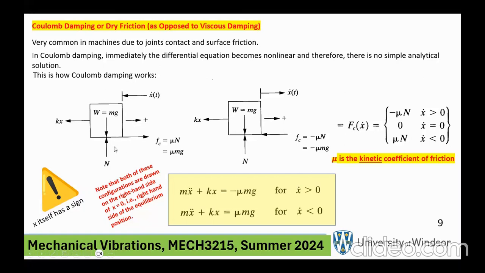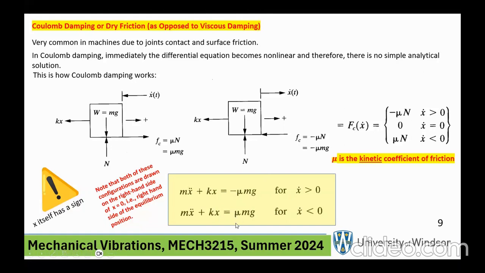You write down sum of all the forces equal to mass times acceleration, and you clean it up. Clean it up means this time keep m x double dot and kx on one side, take the friction, which is constant, to the other side. So we get this, and if it's moving to the right, and if it's moving to the left, it's exactly the same thing, except that this minus becomes a plus.